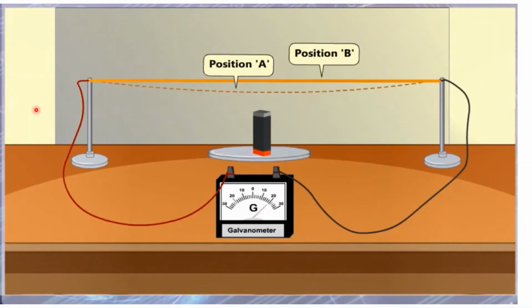In this experimental setup, we have two stands on which a copper wire is placed. The other ends of the wire are connected to a galvanometer. A magnet is placed just below the wire. Now, initially, we keep the magnet stationary and move the wire from its original position A to the new position B. That is, it is moved to and fro. Before moving this wire, the galvanometer reading is at 0.